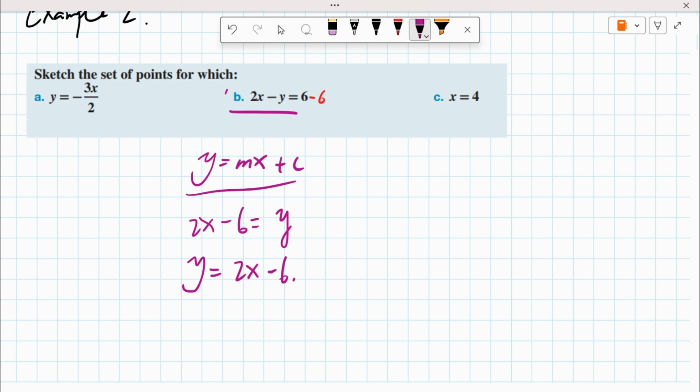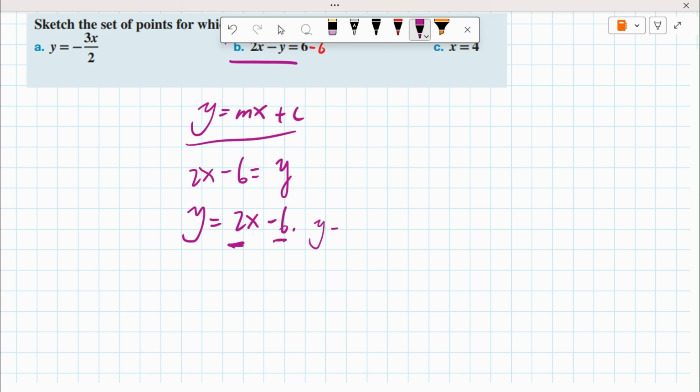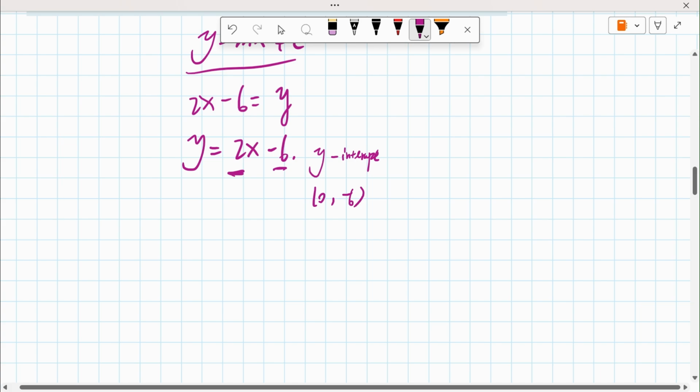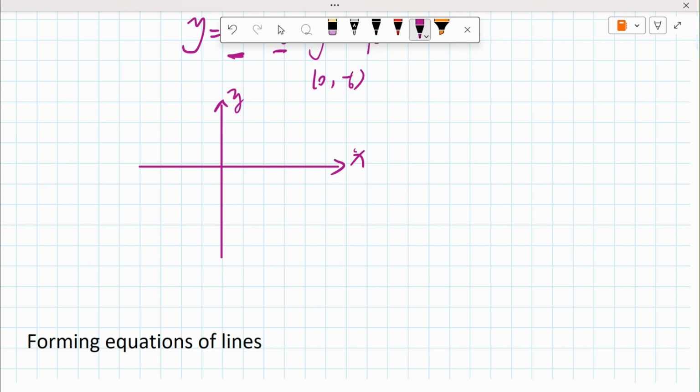Now we have the gradient equal to 2, which is positive, and negative 6 is your y-intercept, which is (0, -6). The line will pass through this point. Now we're going to graph our points. First, x and y. This is 0, this is negative 6. So (0, -6) will pass through this point.